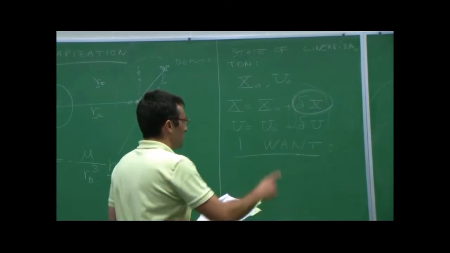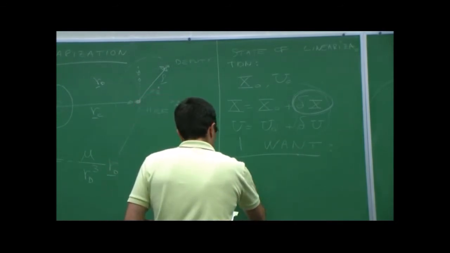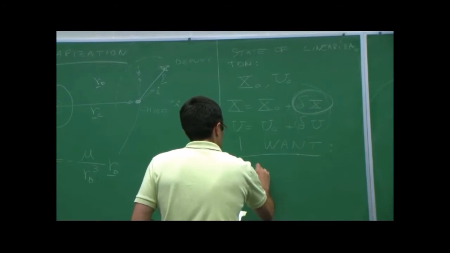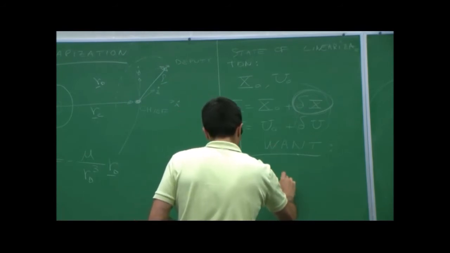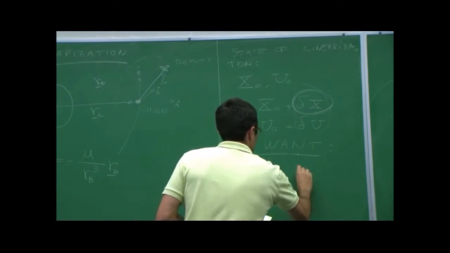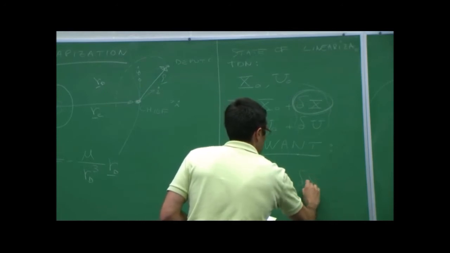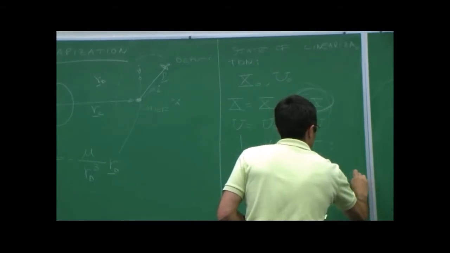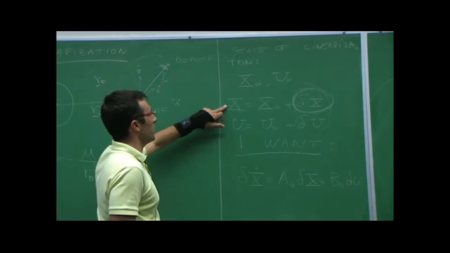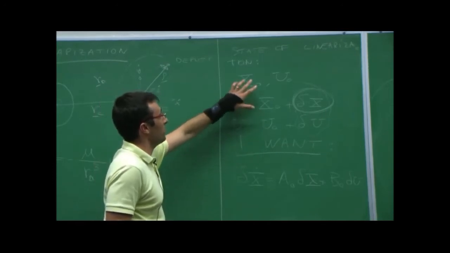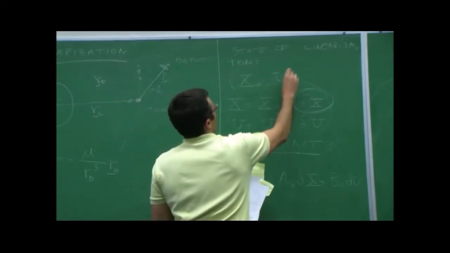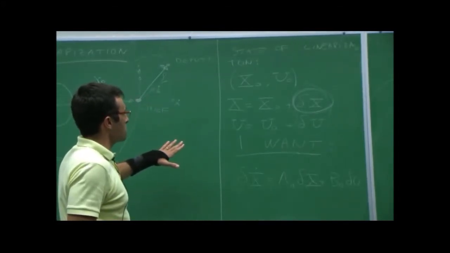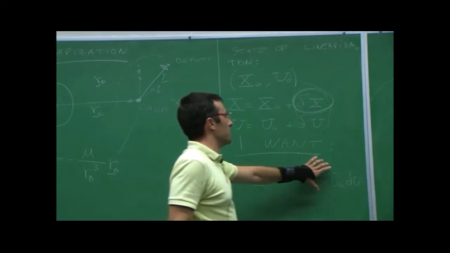So what do I want is this. I want to find a system of equations that look like this for delta x. Delta x dot equals some A0 delta x plus some B0 delta u. So I want to approximate what this is doing in the vicinity of this reference point here, okay? This is my state of linearization. And I want to obtain a linear time invariant system.